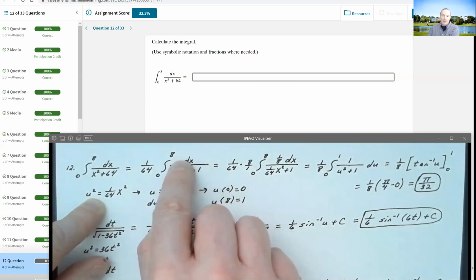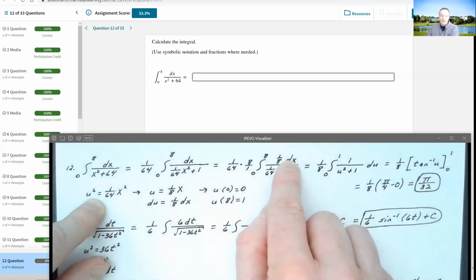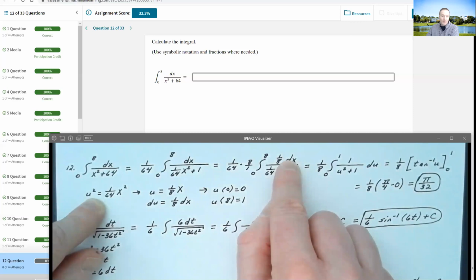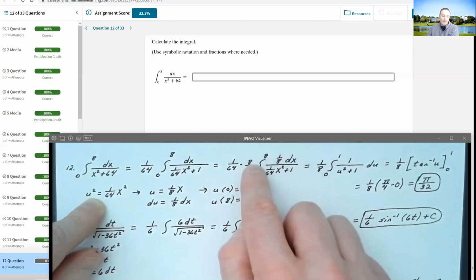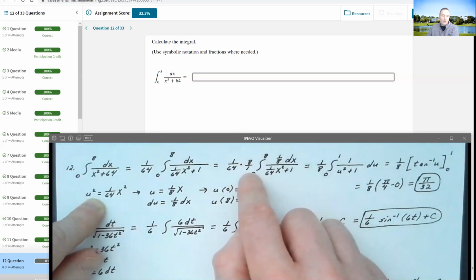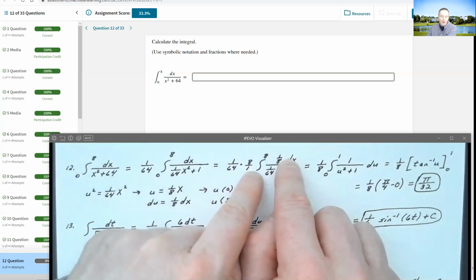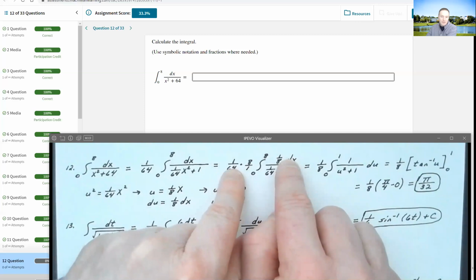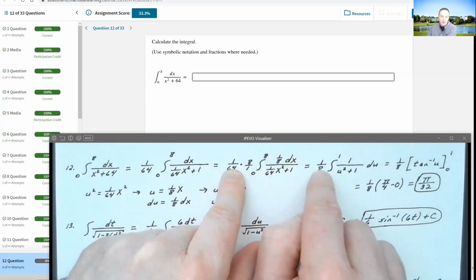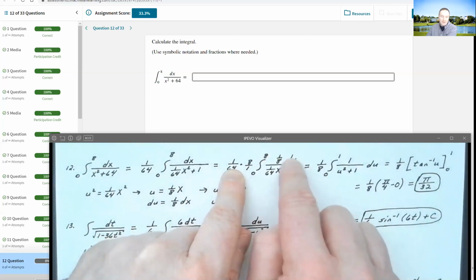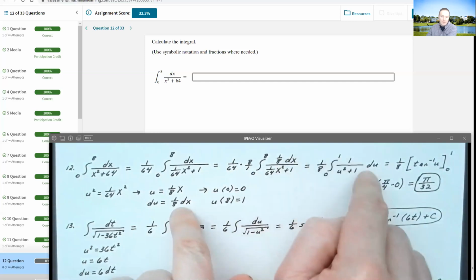I did. I multiplied by 1 over 8 on the inside. If you multiply by 1 over 8 on the inside, then you must multiply by its reciprocal, 8 over 1, on the outside. This makes up for what I did here. Now on the outside, you're going to get 8 over 64, which simplifies to 1 over 8. The 1 over 8 dx, we know, becomes du.